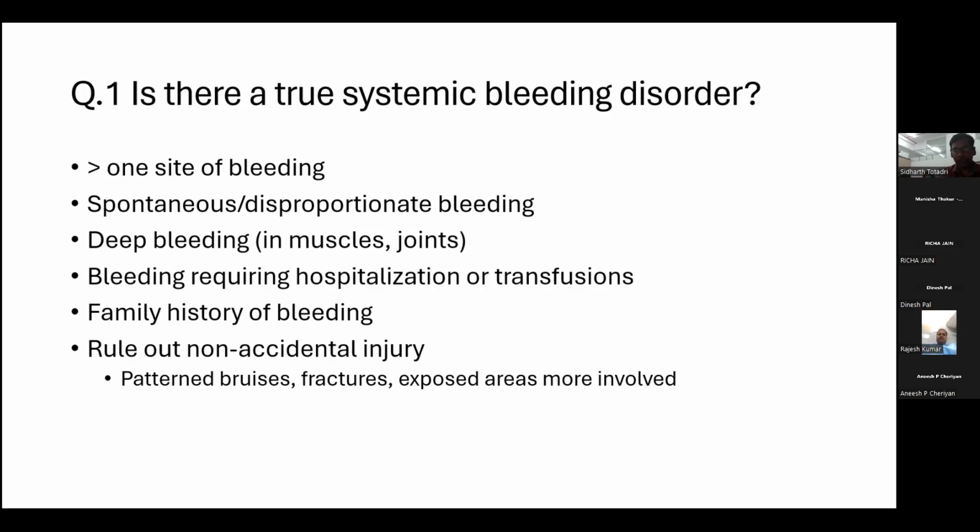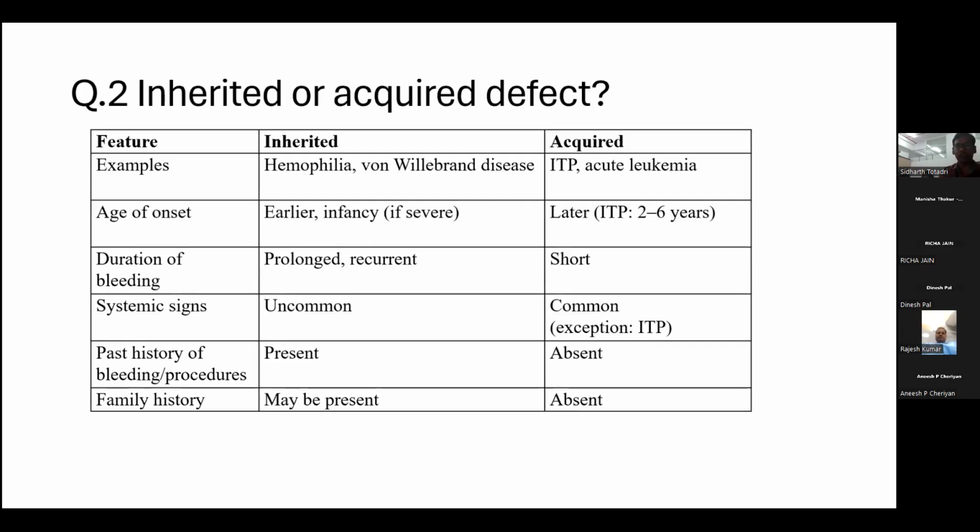And remember, whenever you see a child with bleeding, always be careful that this might be a non-accidental injury where the caregiver is actually injuring the child. So you look for any pattern bruises, like some instrument has been used to make the bruise on the child. So this is the first question we need to answer.